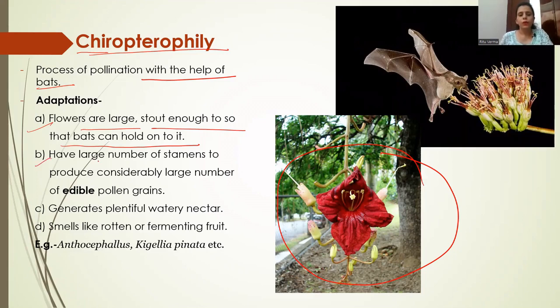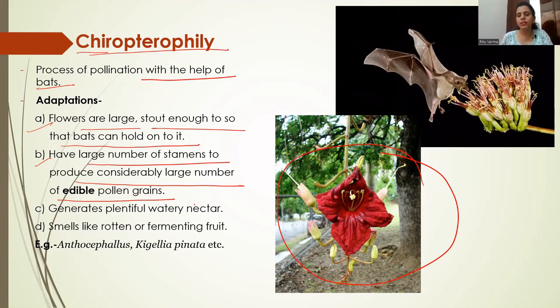The next one is that all these flowers have a large number of stamens to produce a considerably large amount of edible pollen grains. So one of the most common adaptations of these flowers which are pollinated by bats is that they produce edible pollen grains. These bats move towards the flower not exactly for the process of pollination, but they know that they're going to get some reward in return.